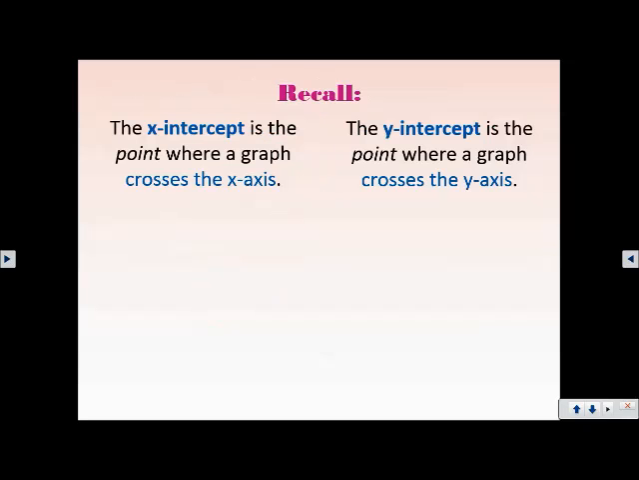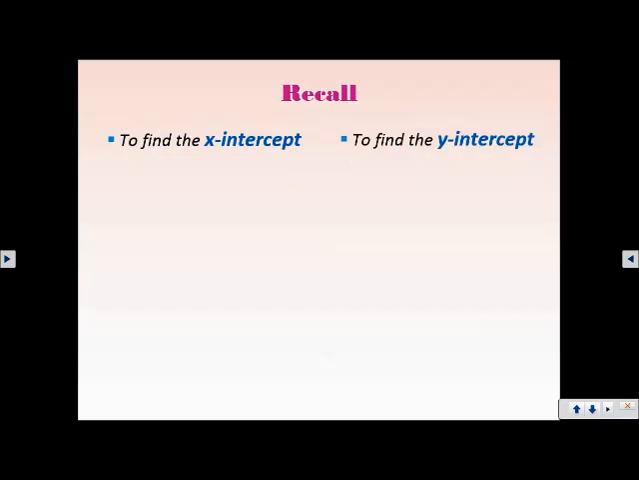All right, let's talk about x and y intercepts. The x-intercept is the point where the graph crosses the x-axis. We know that. The y-intercept is the point where the graph crosses the y-axis. Know that too. If you recall, to find the x-intercept, that's something we did when we were doing the zeros of the function. We set y equal to 0.